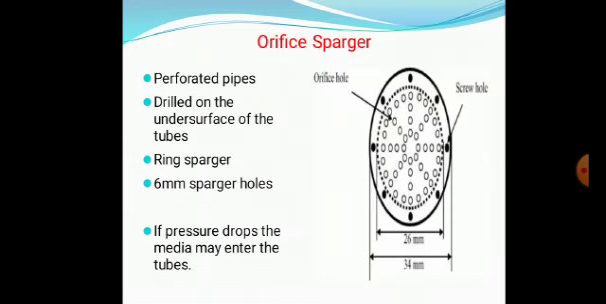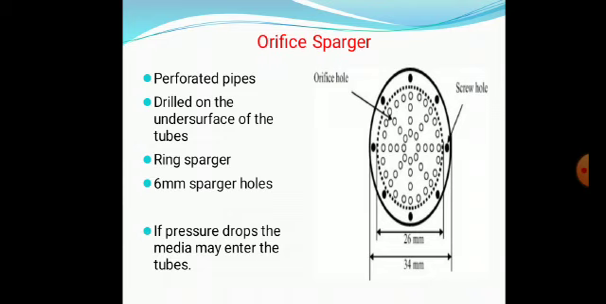Next type is the orifice sparger. Orifice is the second type of sparger, which is also used for pilot scale fermenters. Here you can see the orifice sparger is also called perforated pipes. Perforated pipes means, I have already shown you a diagram of a sparger in the beginning of the slide. It will be at the bottom, one tube will be running. You have seen that.